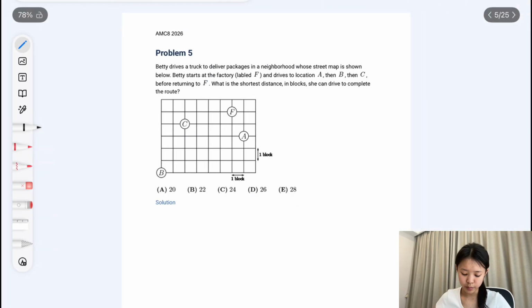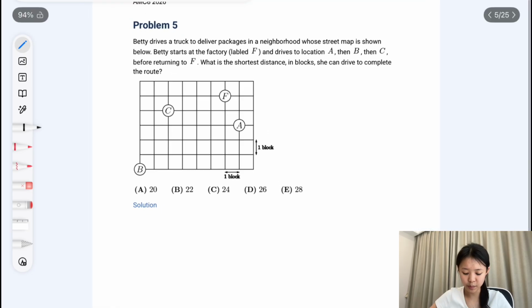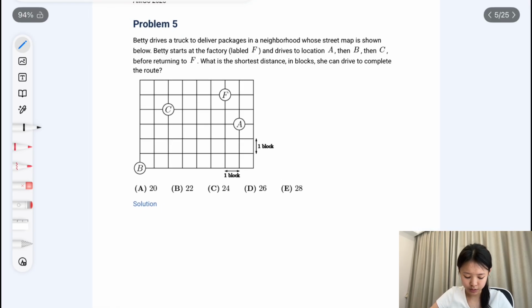Question 5. Betty drives a truck to deliver packages in a neighborhood whose street map is shown below. Betty starts at the factory and then drives to location A, B, C, and then finally F. What is the shortest distance in blocks she can drive to complete this route?